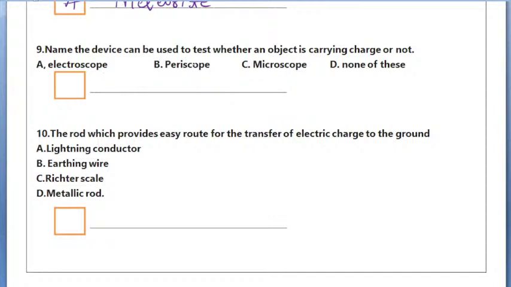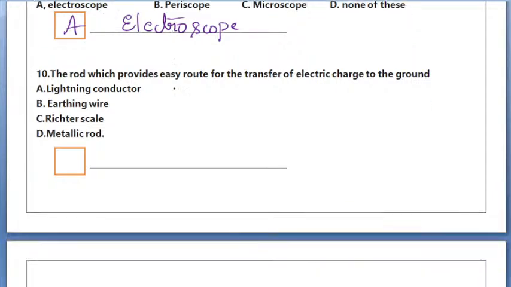So which is going to help to find whether the object is carrying the charge or not? Only one student is answering. Very good. I appreciate your effort. The right answer is option A. Electroscope is a device. Okay. Those students who are finding it difficult, you can note down these questions and find out the answers. It's very important for you. So the device which helps to find whether an object is carrying charge or not is option A, electroscope.